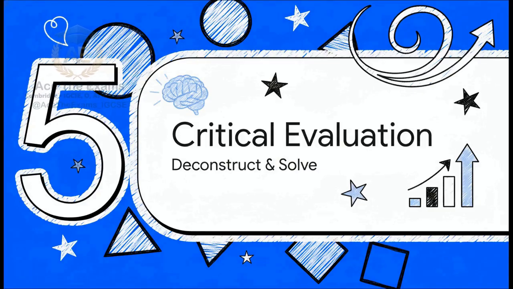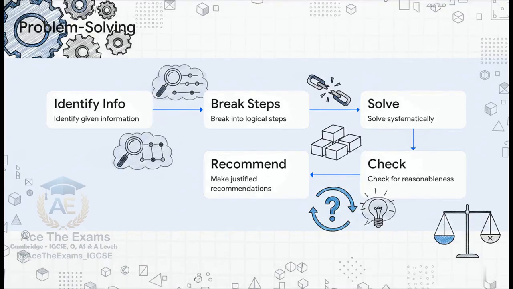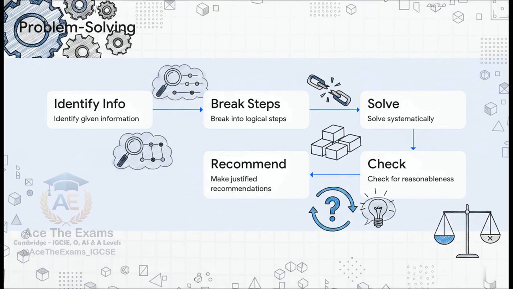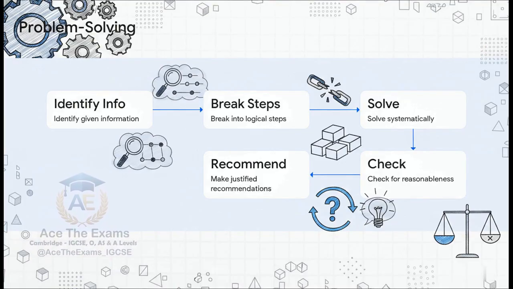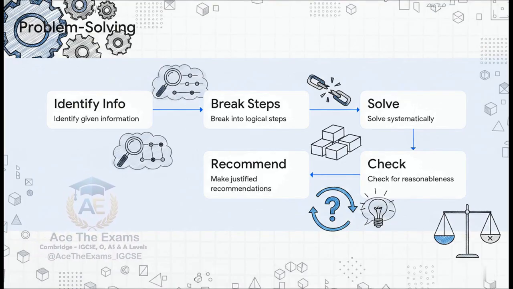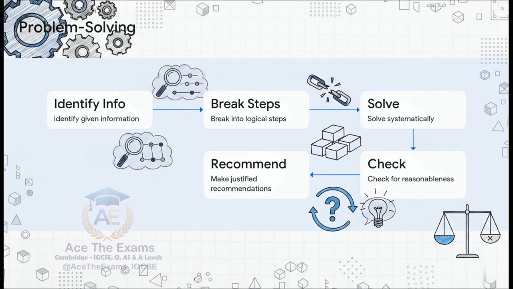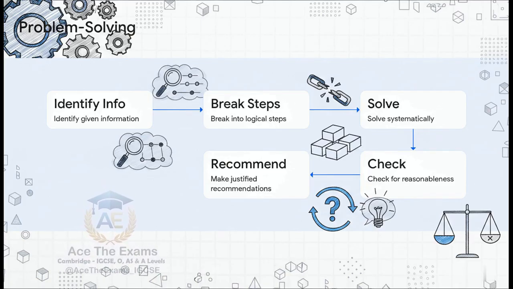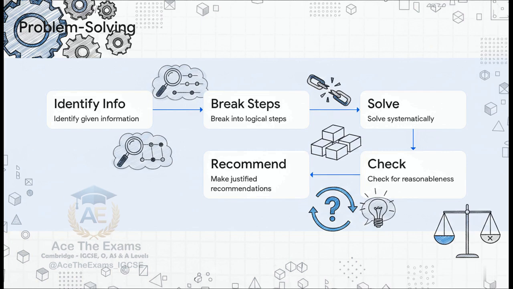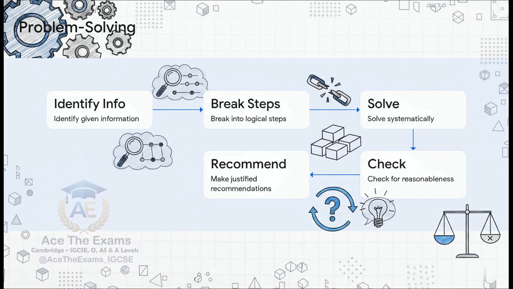Section 5, Master Critical Evaluation. Deconstruct, solve, evaluate. This is where we transition from simply getting the right answer to hitting those higher-order assessment objectives, the cognitive domains that separate the A-tier consultants from everyone else. Problem-solving at the highest executive level requires what we call the deconstruct, solve, evaluate loop. First, identify the given information. Next, break it into logical, bite-sized steps.